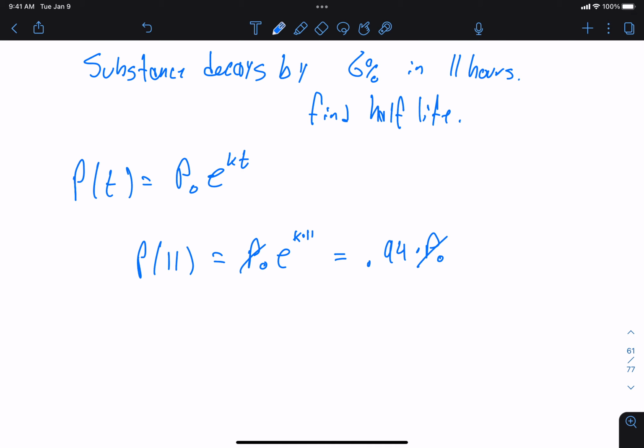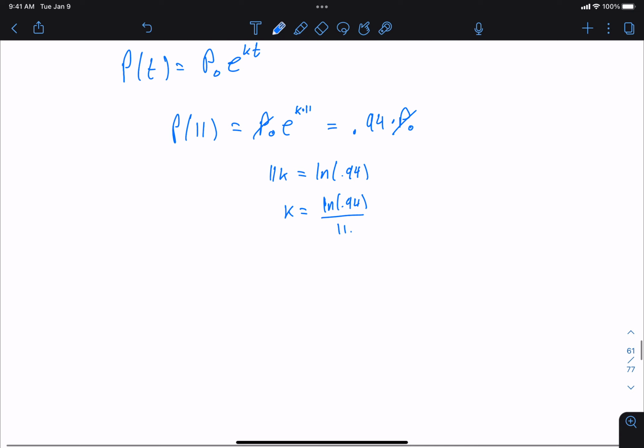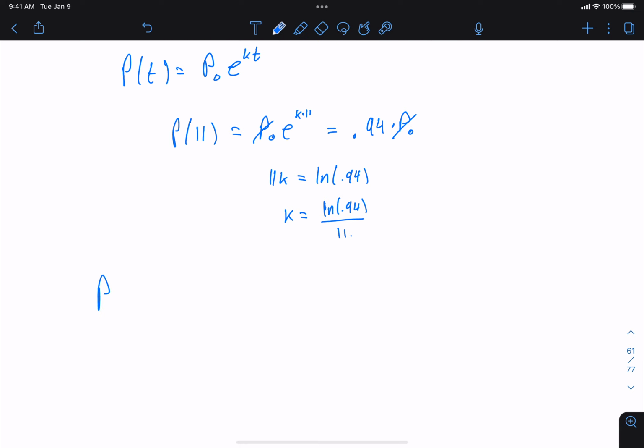So again, it doesn't matter how much we started with. And what is this going to help us figure out? This equation, what's the only unknown? It's K, right? So then I can figure out what K is going to be. So 11K is equal to ln of 0.94. So therefore K is equal to ln of 0.94 over 11, right? And then what I want to do is find T1 half such that P naught times e to the ln of 0.94 over 11 times T2 is equal to P naught divided by 2. You see what I mean there?